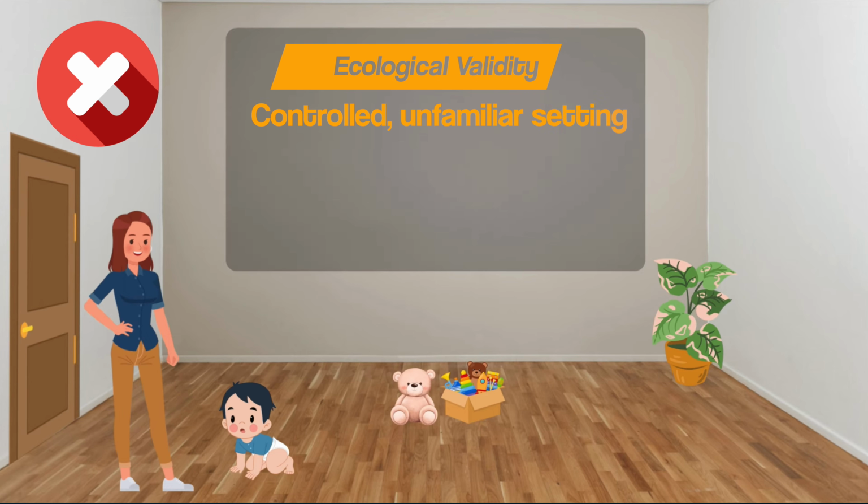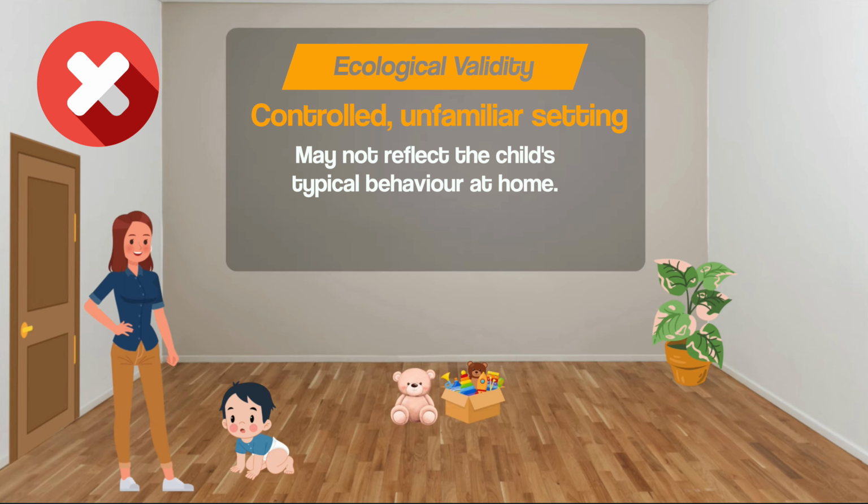A drawback of the strange situation is its lack of ecological validity, as it takes place in a controlled, unfamiliar setting that may not reflect the child's typical behaviour at home. This raises questions about how well the attachment types identified in the study generalise to real-life situations.